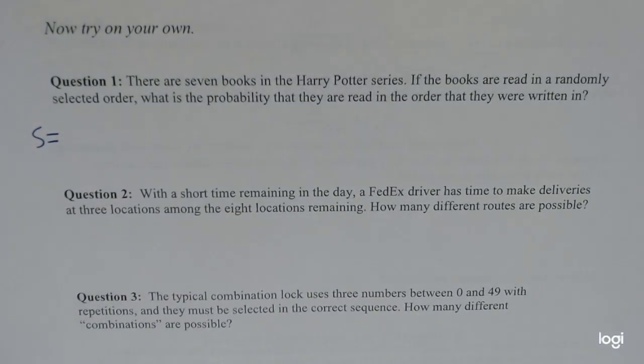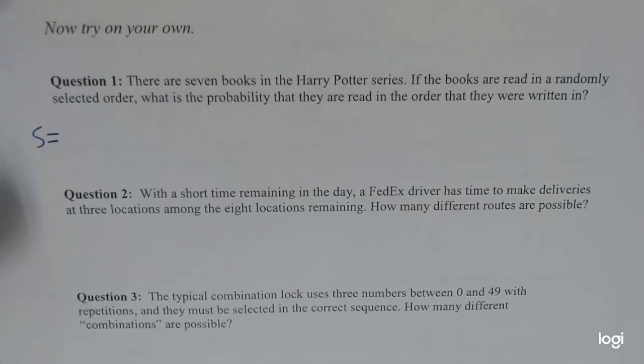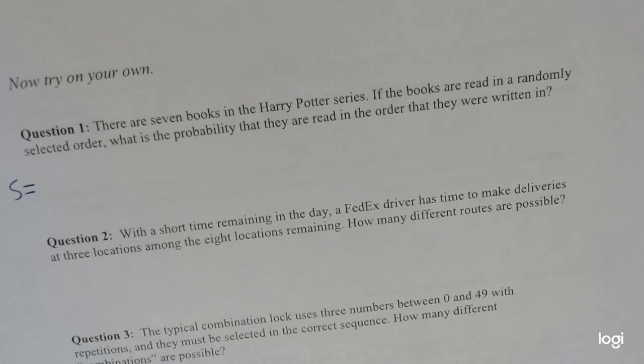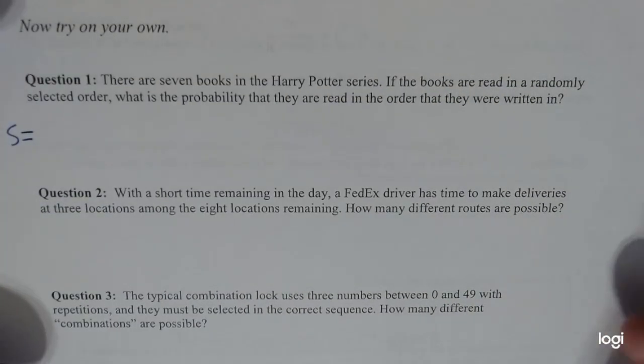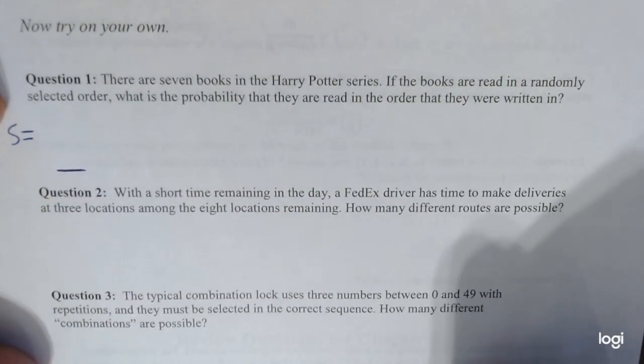So for example, we want to read them in, the Sorcerer's Stone all the way to the Deathly Hallows Part 2, right? So that order. So to find the sample space, we're going to use the fundamental theorem of counting to help us out. Okay, so let's give you a scenario. Let's suppose I have all 7 books in my hand and I throw them on the floor and I just blindfold myself. So how many choices do I have for my first book to pick up?